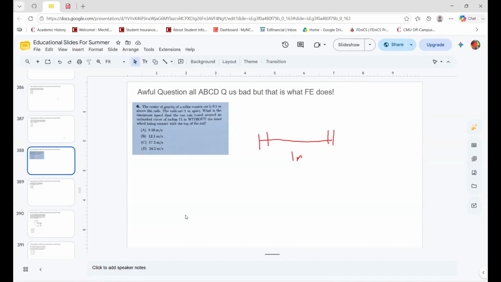Okay. This feels like, well, first of all, there's a force this way, which is going to be FC, and it's going to be at the center of gravity, which I'm assuming is in the middle, 0.5, because it is 0.5 like this. The rails are 1 meter apart, and that is over here.